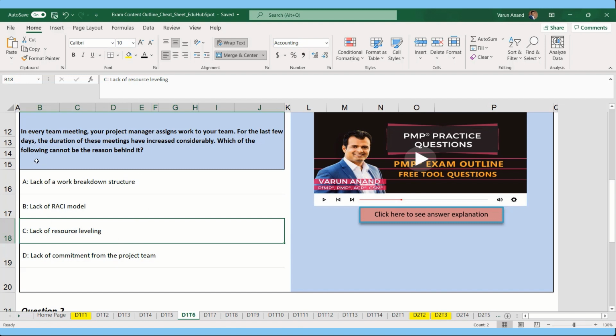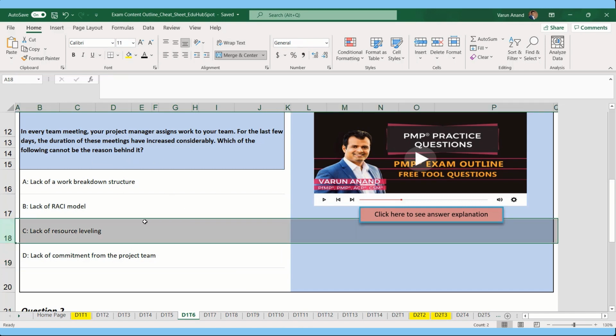So I think where it says which of the following cannot be the reason, this cannot be the reason. So C should be the correct choice. And that is correct. C is the correct choice. Lack of commitment. Yes, if your team is not committed, then the team meetings may increase, the time may increase. So that can also be the reason. So out of all the 4 options, C is the correct one, which we saw.